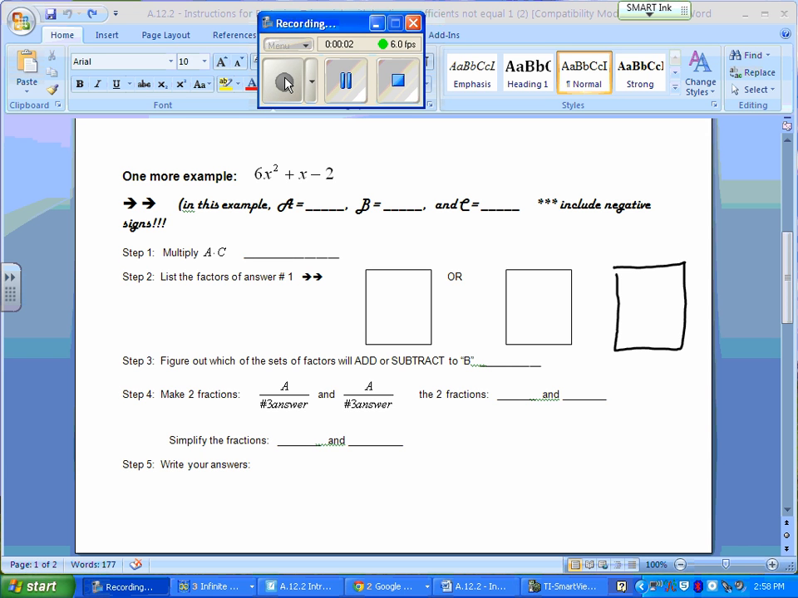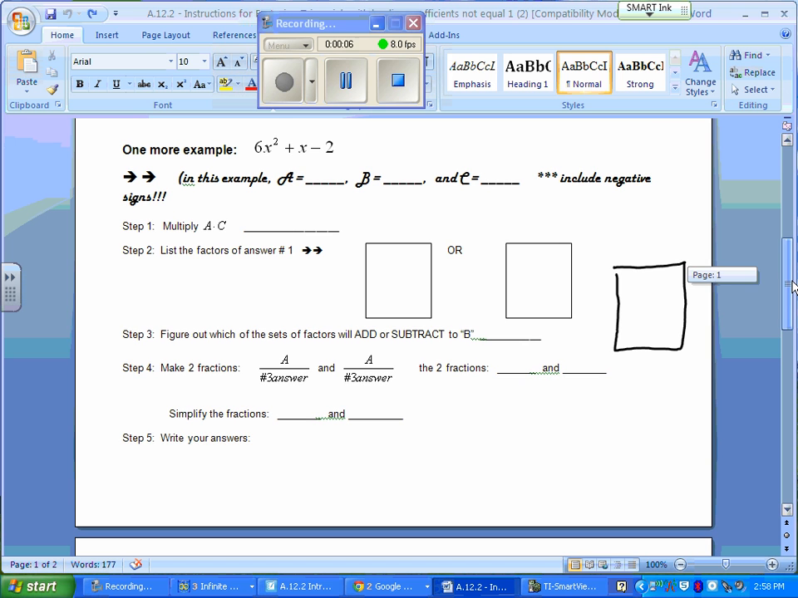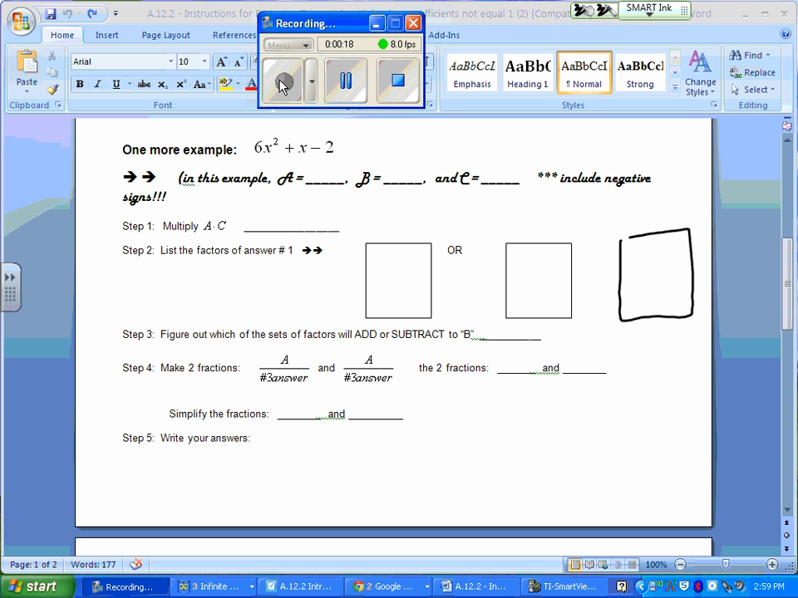All right, our second example with the notes is you being asked to factor 6x squared plus 1x minus 2. We're going to go through the steps one more time.